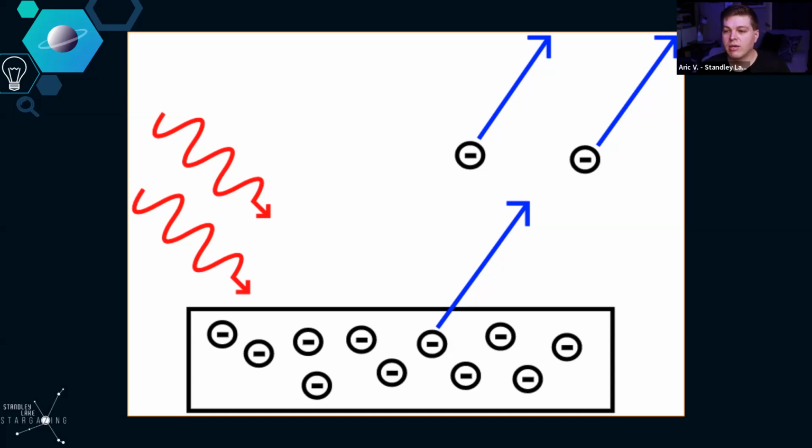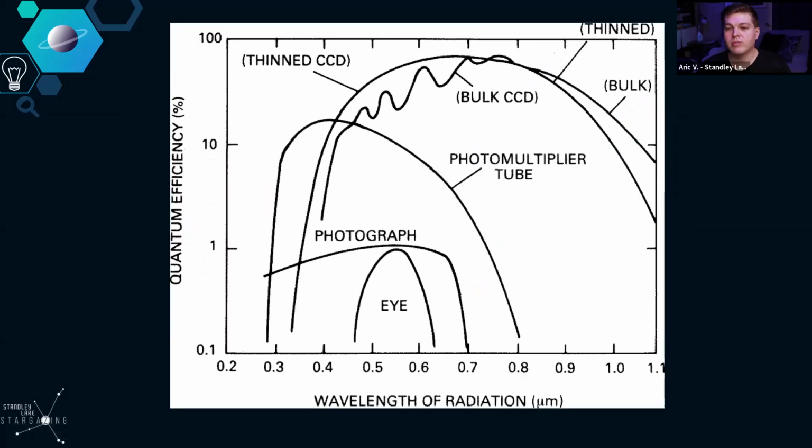So let's look at a chart explaining why we use cameras instead of the eye for anything. On the left-hand side, the vertical axis here, this is a logarithmic plot, so just powers of 10, of what's called quantum efficiency. Quantum efficiency just means how many of those state changes in the electron are we able to detect with different sensors or detectors.